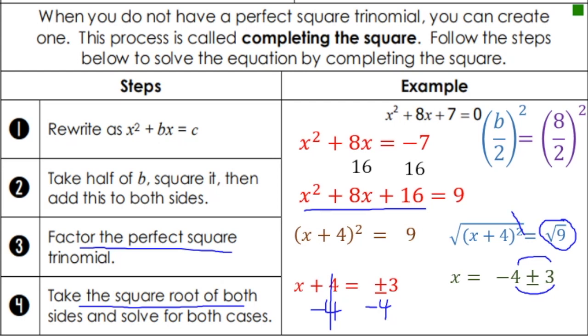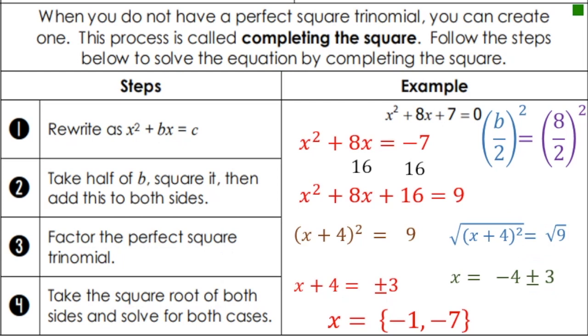Now we just add negative 4 plus 3 and negative 4 minus 3. Negative 4 plus 3 is negative 1. Negative 4 minus 3 will give us negative 7. And those are our solutions. That is how we solve quadratic equations by completing the square.